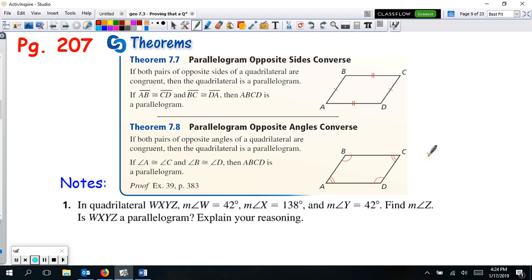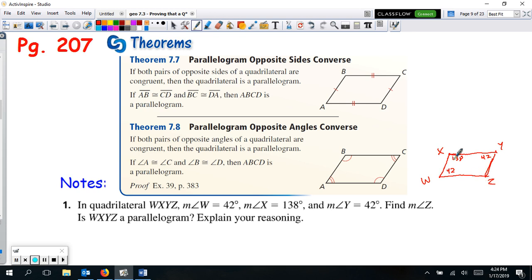The first thing we might want to do is actually draw this parallelogram. So we can draw one out. We have two opposite pairs of parallel sides, so we can draw a parallelogram and name it. We'll put W, X, Y, and Z, labeling it around. Let's put down what we know. W is 42. X is 138. And Y is also 42. And we're trying to figure out what Z is.